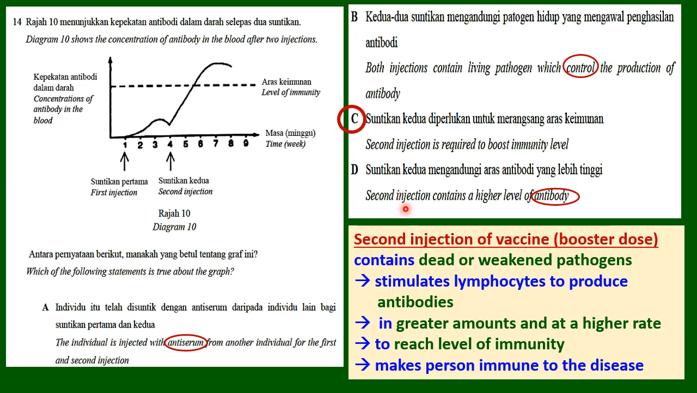Let's look at D. Second injection contains a higher level of antibodies. No, the injection does not contain any antibodies, okay? In the injection, the substance that's injected into the body is a vaccine, which are dead or weakened pathogens, not antibodies. So this choice is wrong.